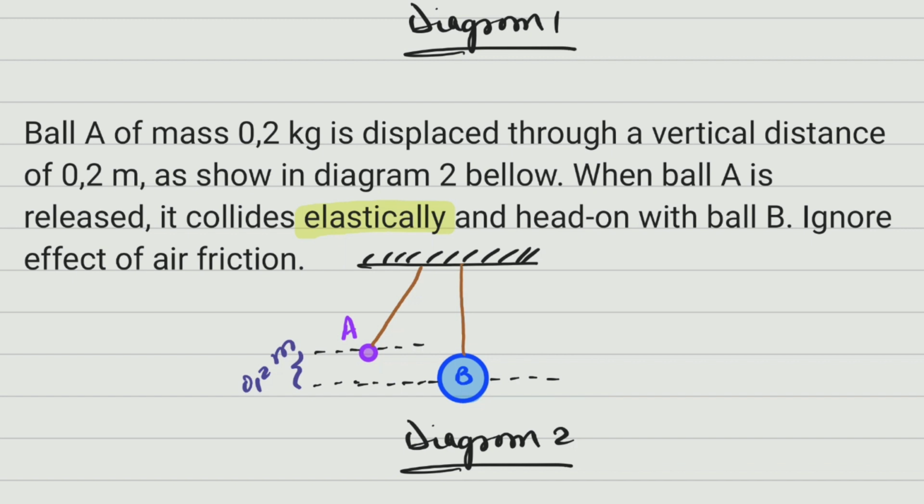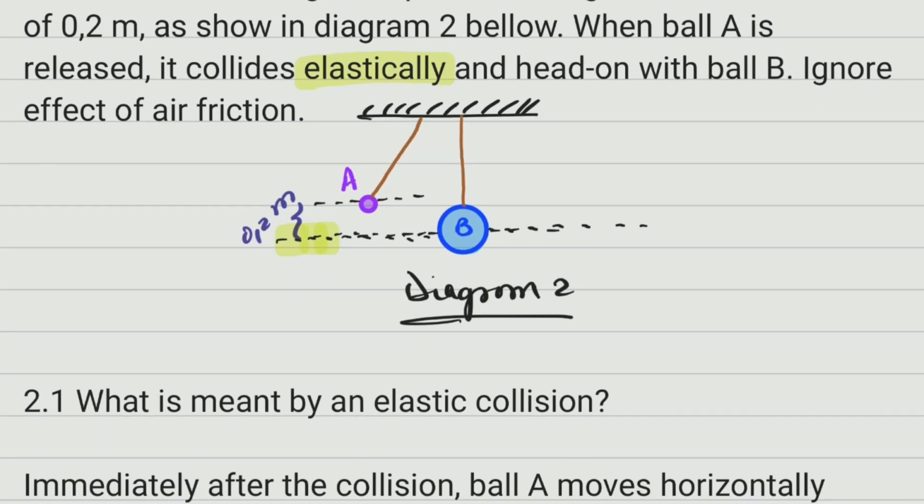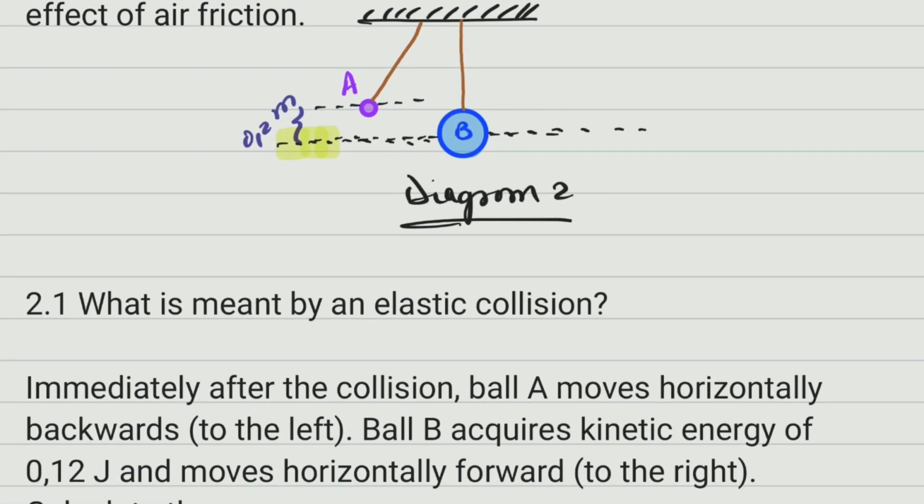Now, let's explain something quickly here. This is going to be ground level. This marks here where ball B is going to be ground level. Okay, so we're going to have that one in mind. Now, 2.1, what it means by an elastic collision. What is an elastic collision? We can somehow answer that question there.